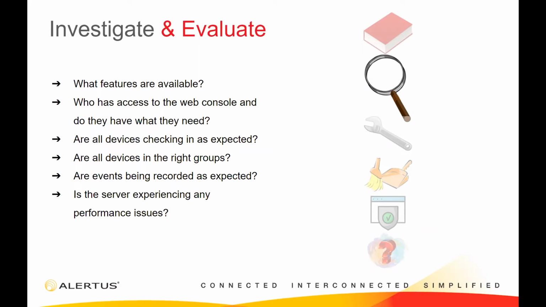First, knowing what our features are and how to find them. Next, user security, making sure that the people who are accessing the server via the web console have the permissions that make sense for them. Then device communication, which is the devices checking into the server regularly via, as we saw before, their integrations. And device grouping, which is how those devices are put into groups when they communicate. This is used for targeting to make sure all their alerts hit the right people. And finally, performance, which is just making sure that everything's running smooth.